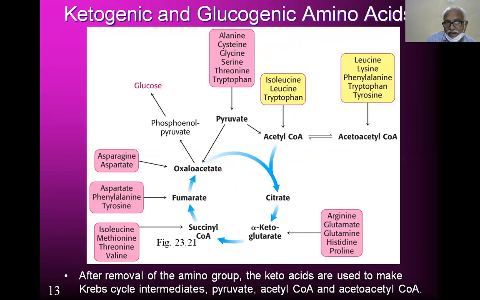So you know pretty well, how many times I have told you this, ketogenic and glucogenic amino acids. After removal of the amino group, the keto acids are used to make Krebs cycle intermediates. That's pyruvate, acetyl CoA, and acetyl CoA.